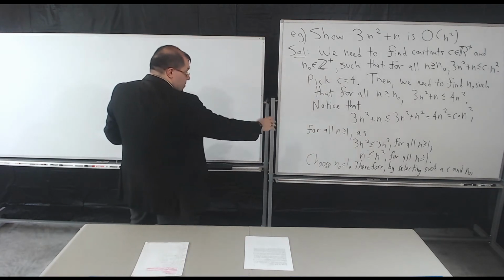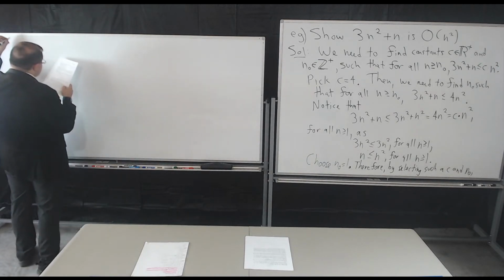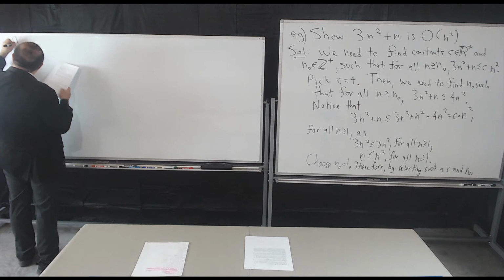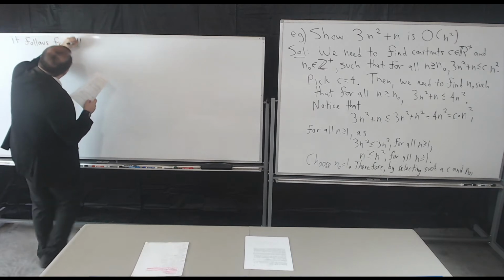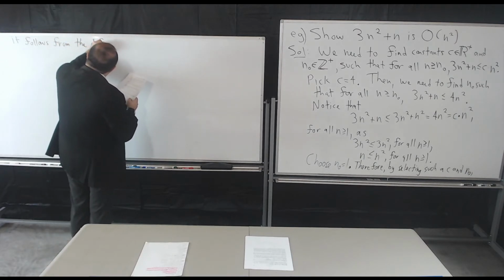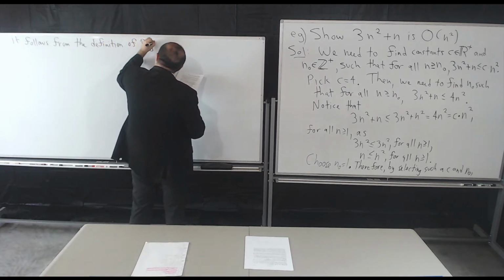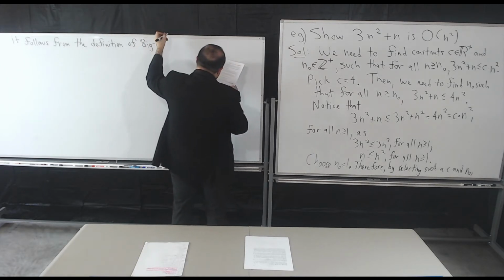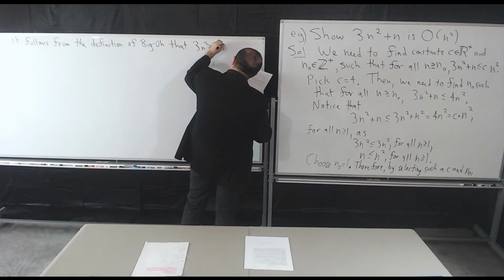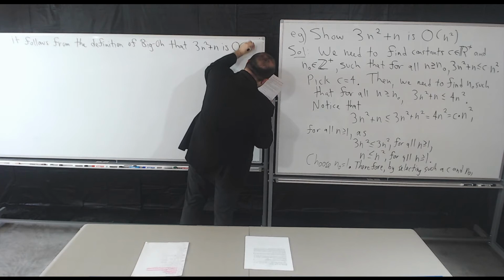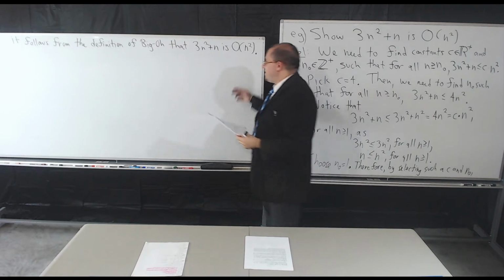So I say therefore. Remember, I need my conclusion. Therefore, by selecting such a C and N0, it follows from the definition of big O that 3n squared plus n is big O of n squared. And we're done. That's it. Wonderful. Isn't that not too bad?